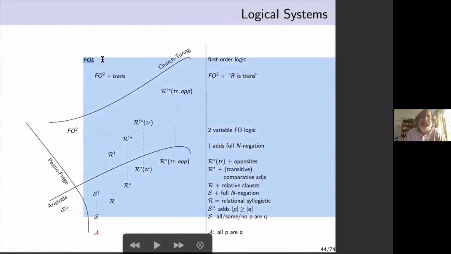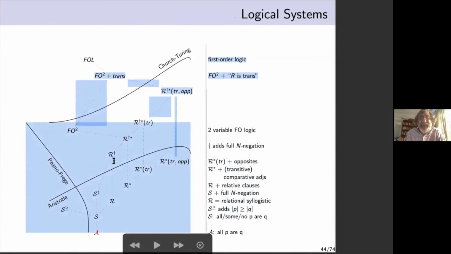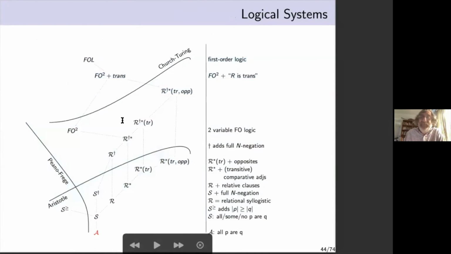At the top is first order logic. As you know, first order logic is famously undecidable. So I have a line here. This is the Church-Turing line. So this is the undecidable ones, and everything below is decidable. I named the line Aristotle for logical systems that are syllogistic. The system that Aristotle did was pretty much this one called S for syllogisms.